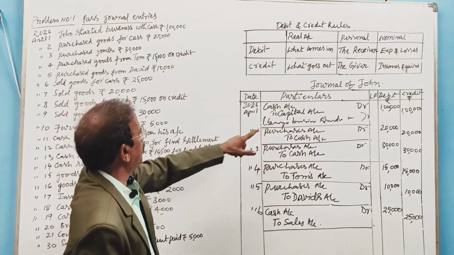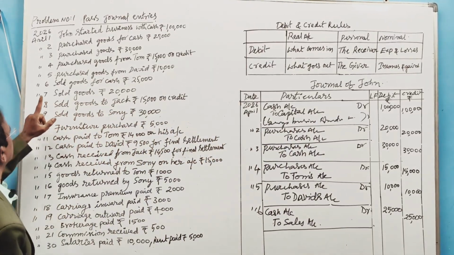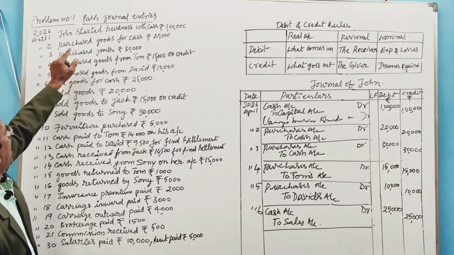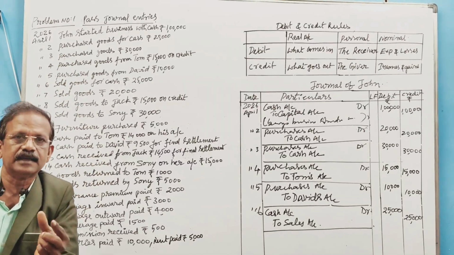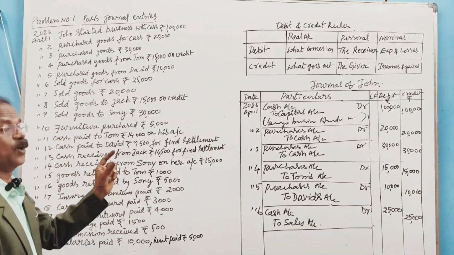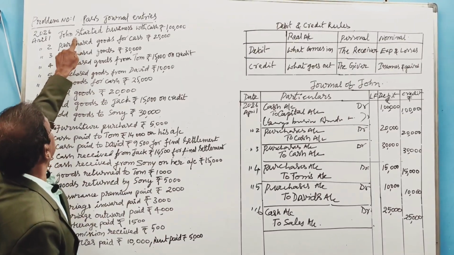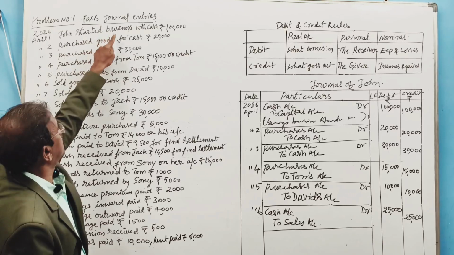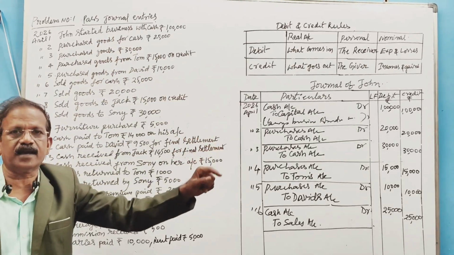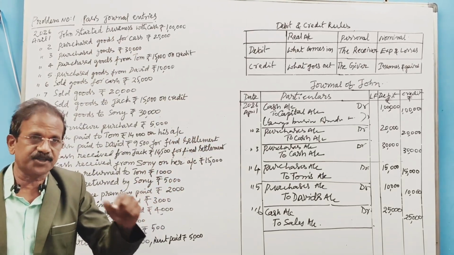Narration. You might be knowing how to write the narration. Simply, you have to use the word being. Being is to be placed here. Being started business with the cash. Like that you can write narration.